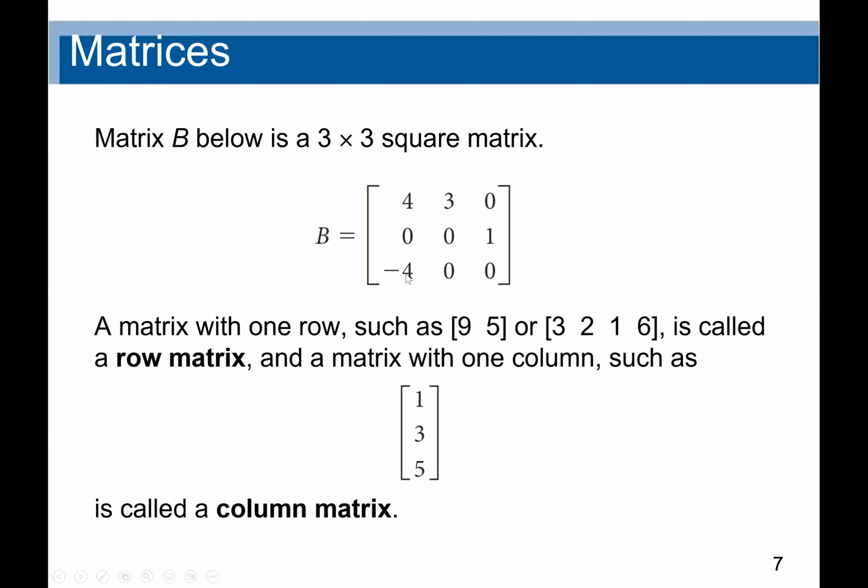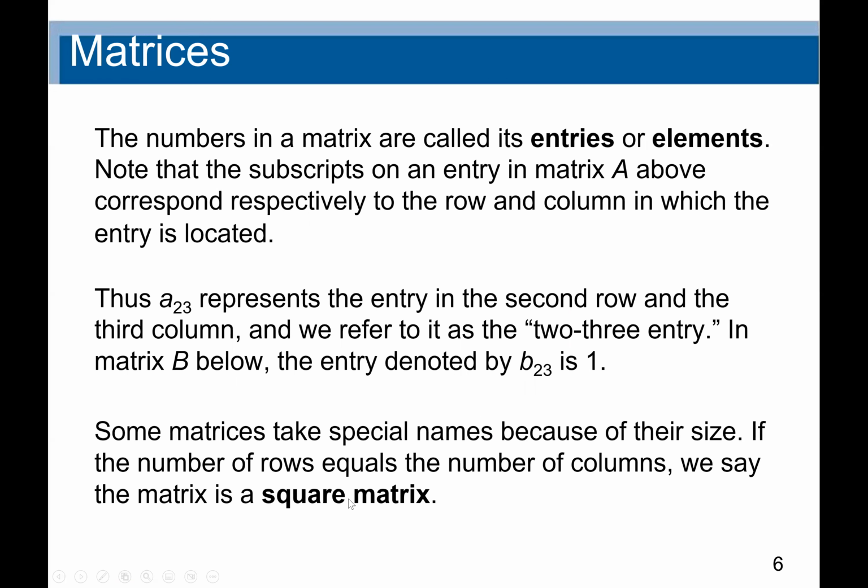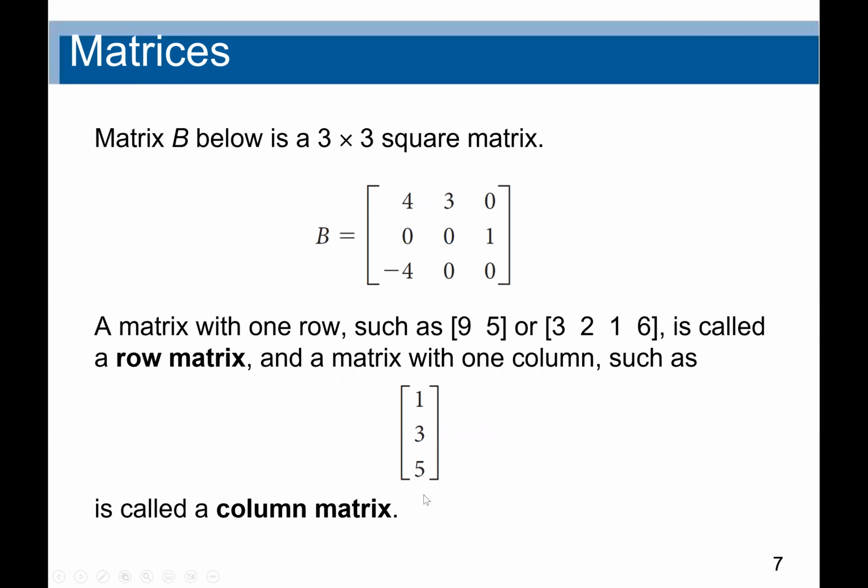Now we also say that a matrix is a square matrix if the number of rows and the number of columns are the same. So for example, here we have a matrix B. The number of rows are 3. The number of columns are also 3. So this is a square matrix, 3 by 3. Also, we have a matrix. The number of rows are 3, but the number of columns are 1. So we normally call this matrix a column matrix.